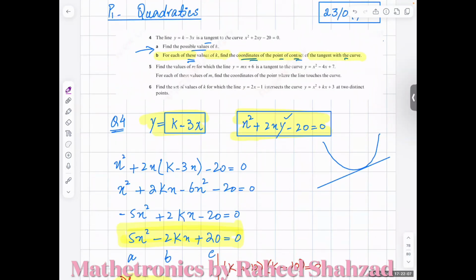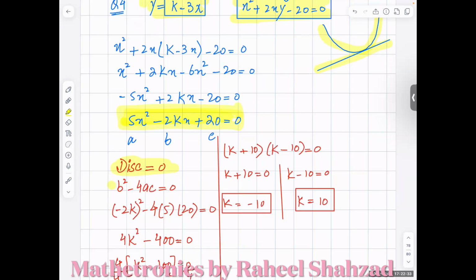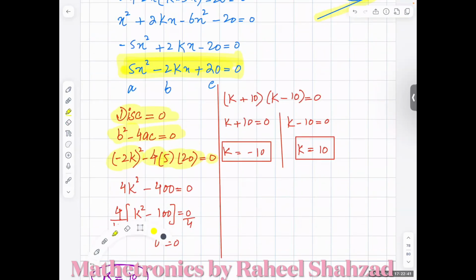Ahmed, we have a quadratic equation here, okay, and we have a linear equation. And the claim is that this is tangent to the curve, right? So what we do is we simply substitute y in the quadratic equation, making it quadratic in x. And then since this line is tangent to the curve, we say the discriminant must be equal to 0. So this discriminant b square minus 4ac must be equal to 0. We rearrange it and we find the value of k. So values of k are 10 and minus 10.